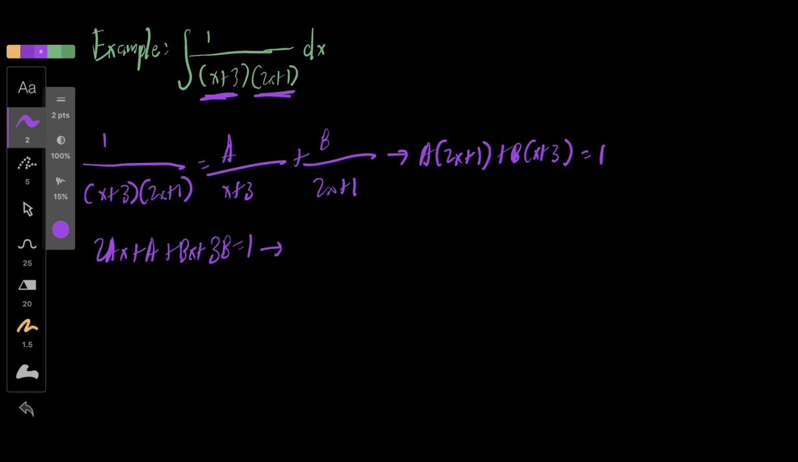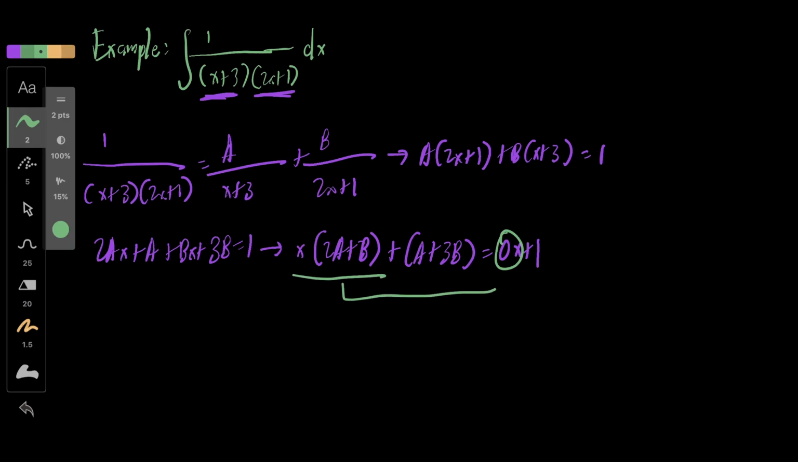And continuing to solve that, we get 2ax plus a plus bx plus 3b is equal to 1. Factoring the x's together, we get x multiplied by 2a plus b, and then factoring the constants, we get a plus 3b. And this is equal to 0x plus 1. Notice how I added the 0x over here. This 0x corresponds to this term, and this a plus 3b corresponds to this term. So, we get a plus 3b is equal to 1, and 2a plus b is equal to 0.